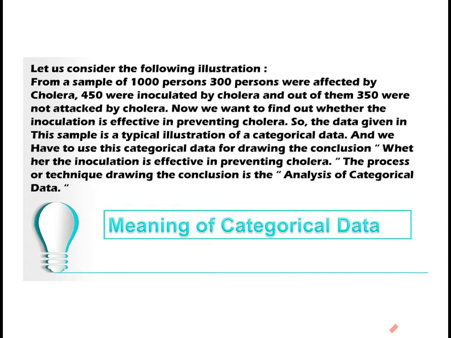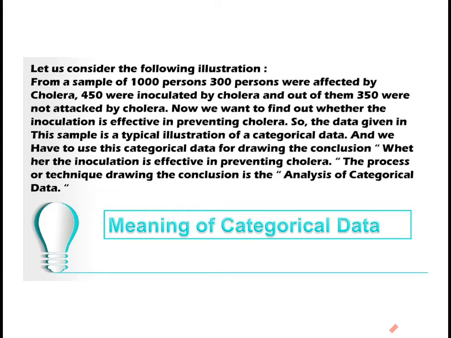Now let us study about the meaning of categorical data. Let us consider the following illustration. From a sample of 1000 persons of a town, the following information is obtained. 300 persons were affected by cholera, 450 persons were inoculated against cholera, and out of them 350 were not affected by cholera. Now, we want to find out whether the inoculation is effective in preventing cholera.